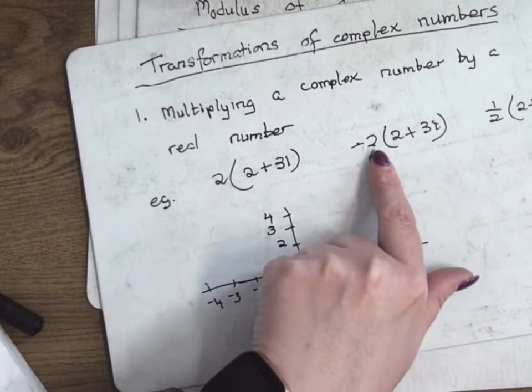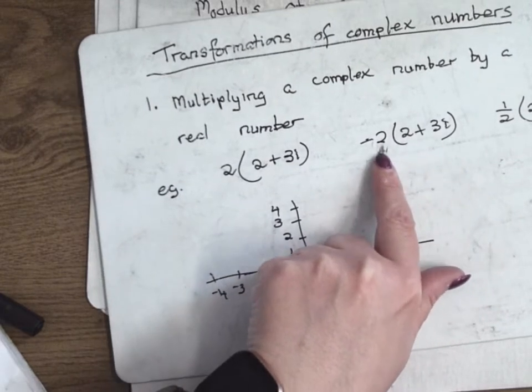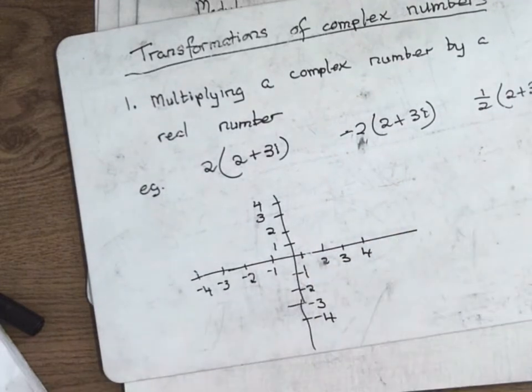Here, same number, you're multiplying it by minus 2, so you're still multiplying it by a real number. Here, you're multiplying it by a fraction, okay? So we're just going to look at what happens when you multiply by a real number. What happens to the complex number? So it's just what happens on the diagram. Where does it move to? Where did you start? Where's the answer? Right, what happened? That's basically what this is about.